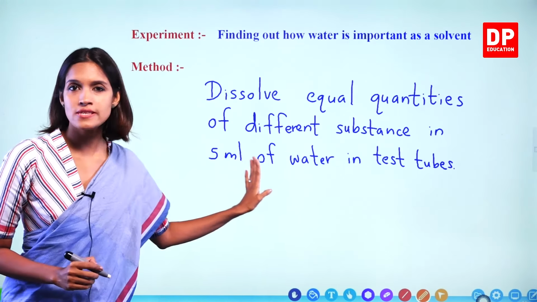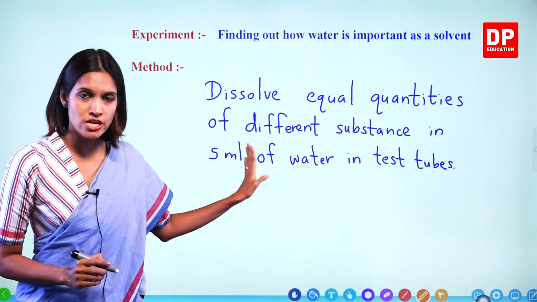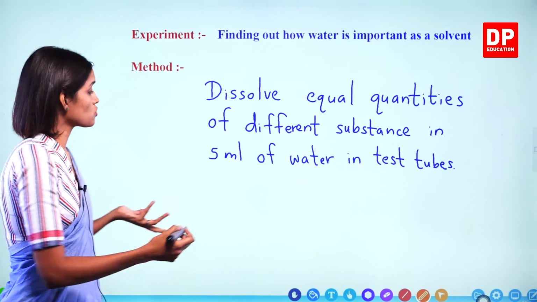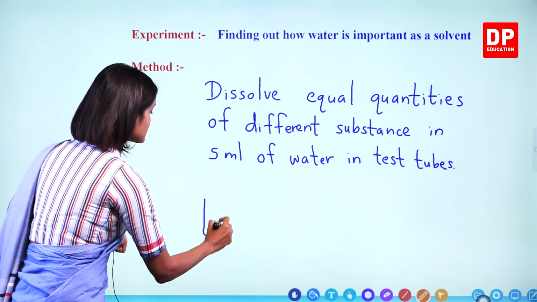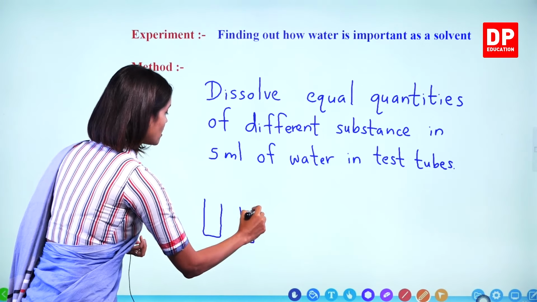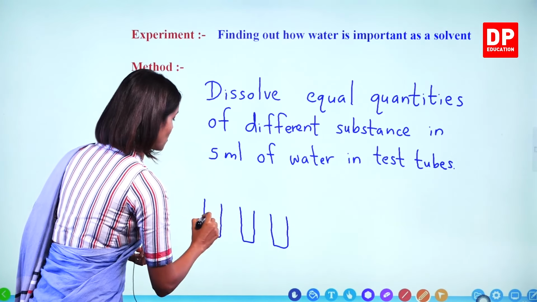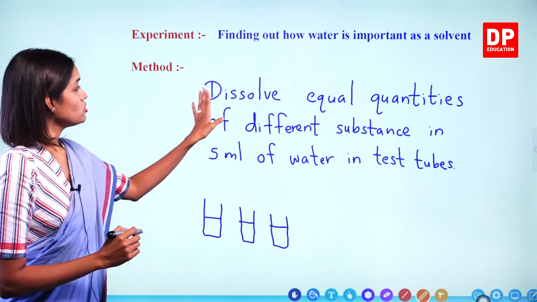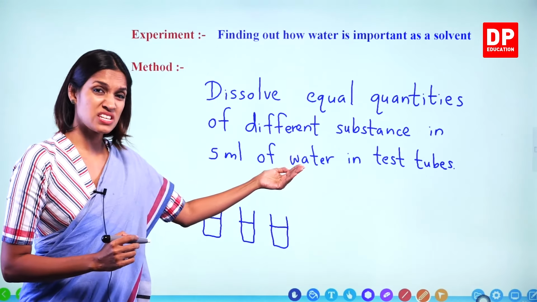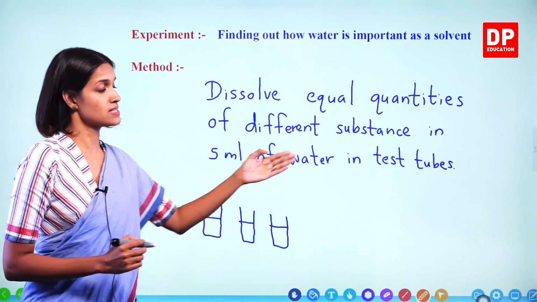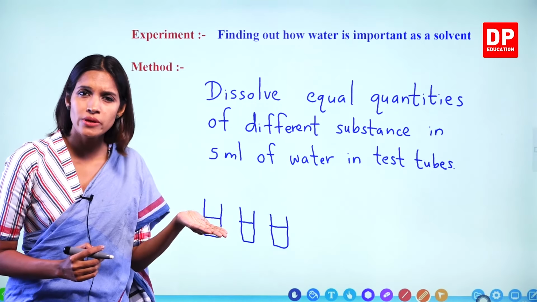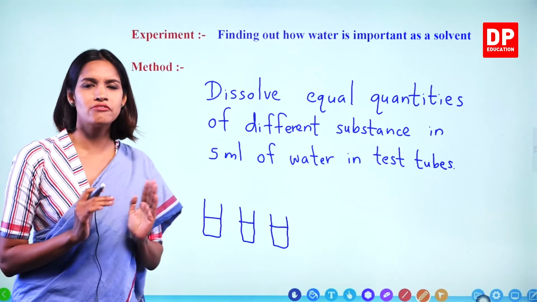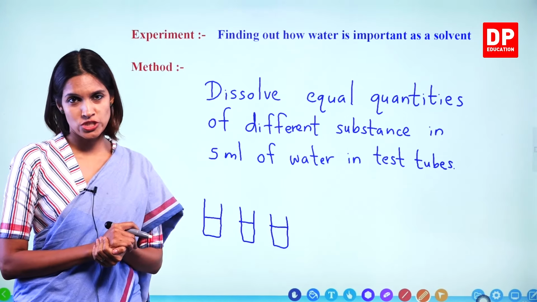Now, when you do this activity, you don't have test tubes at home, but instead you can use glasses, right? So you can take a set of glasses and fill equal amounts of water like this. And you can dissolve equal quantities of different substances. Let's say 1 teaspoon maybe, or 1/2 teaspoon. Likewise, you can use equal quantities.